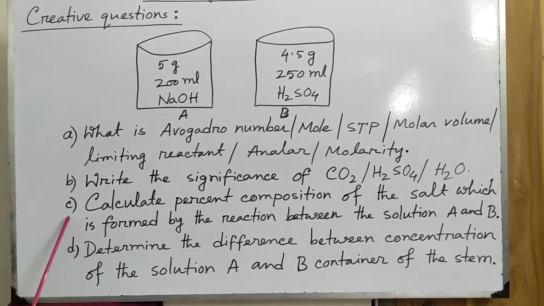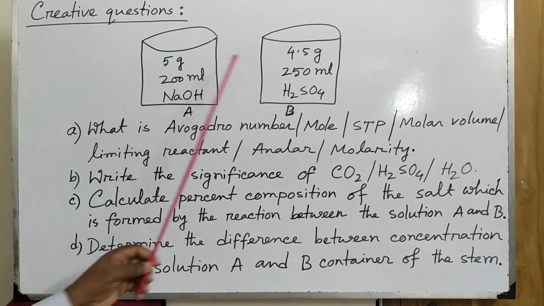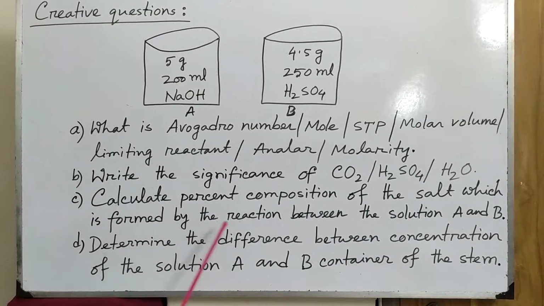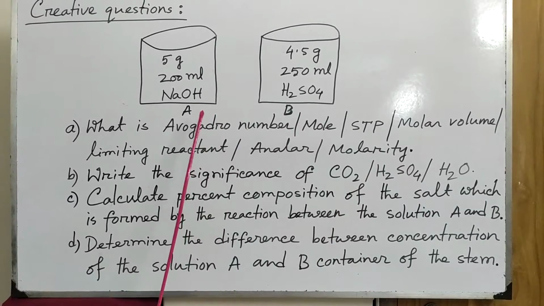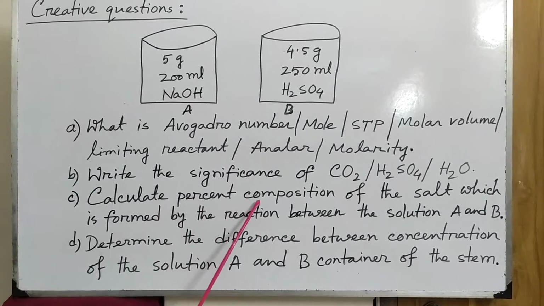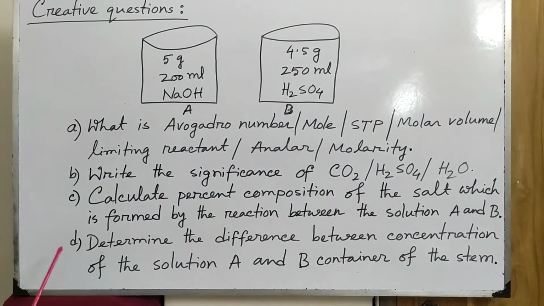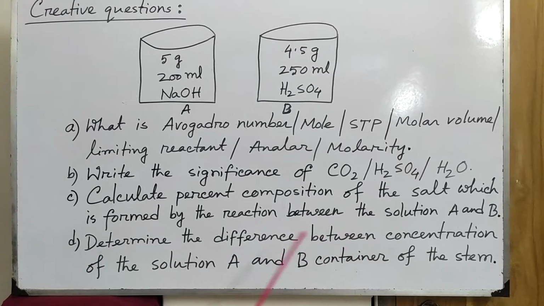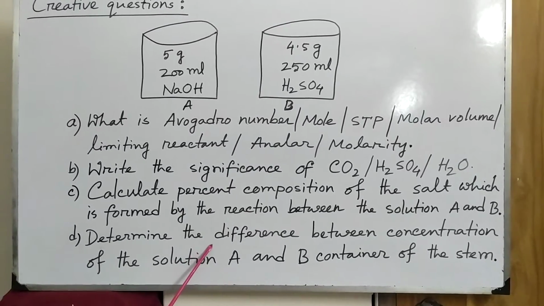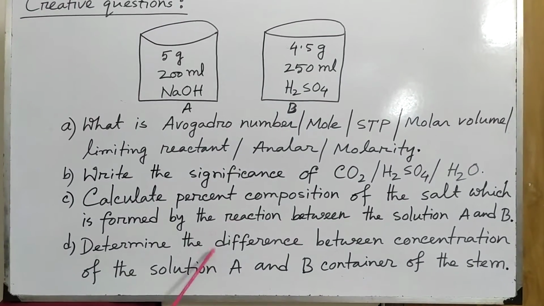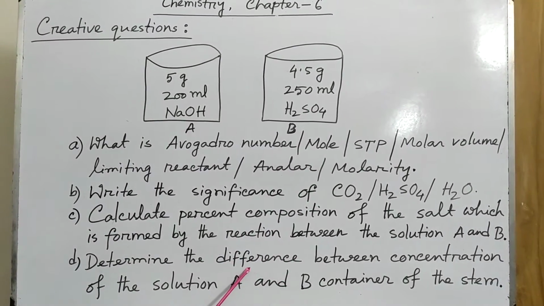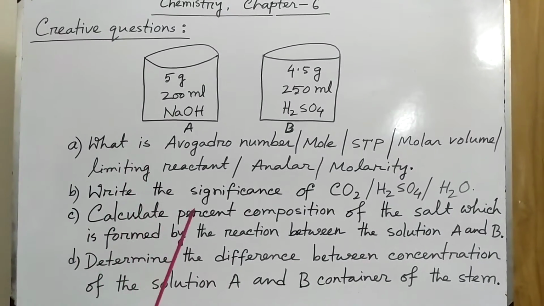Okay, now number C, you have to answer depending on the stem. You have to calculate the percent composition of the salt which is formed by the reaction between solution A and B. That means we have to mix solution A and B, then there will be a reaction, then we have to find the percent composition of the salt that will be produced. Now number D, determine the difference between the concentration of solution A and B container of the stem. We have to analyze this answer mathematically. We have to find out the concentration of solution A, then the concentration of solution B, then we have to find out the difference. Okay, now let us start the answer.